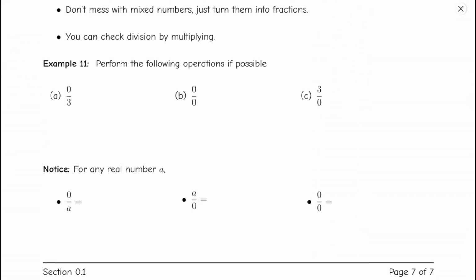Perform the following operations if possible. So 0 divided by 3, what does that equal? Well, we can think of this as multiplication. So 0 divided by 3 equals what? That would mean 3 times what equals 0. And from our multiplication facts, we know that must equal 0. So 0 divided by 3 is 0.